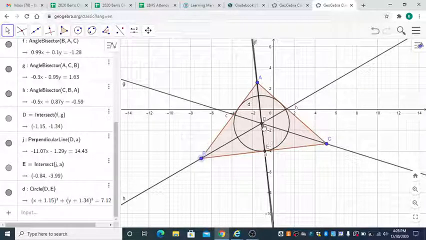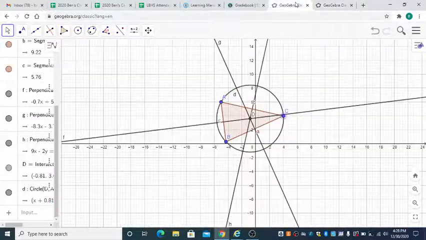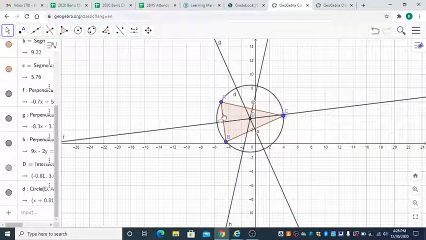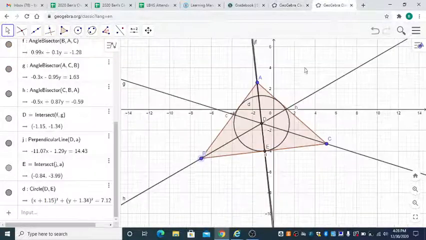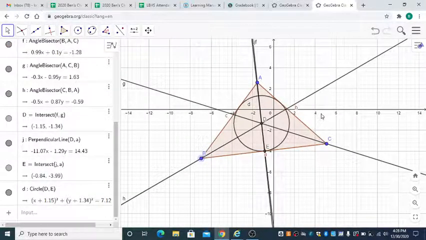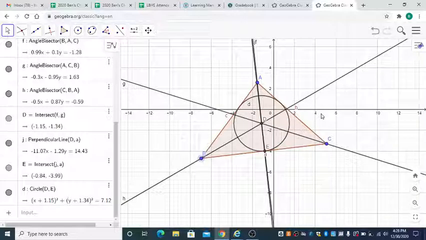And I can use that incenter to inscribe a circle. Inscribe. So there you go. You've got the incenter and the circumcenter. You've got circumscribing, you've got inscribing. Some pretty technical terms there. You'll need to know those for your tests, so make sure you've got those down for me.